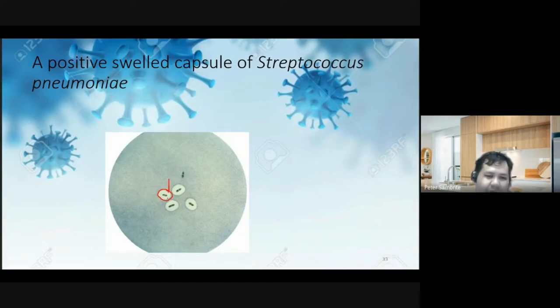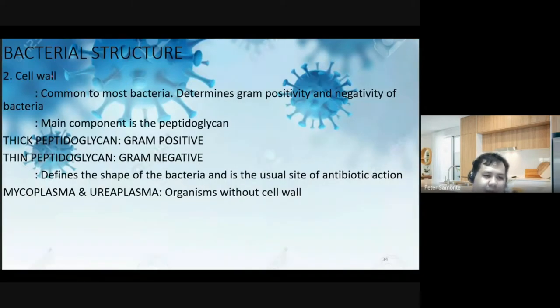Then this is your Streptococcus pneumoniae. So again, they are diplococci. So by pairs sila na cocci. So this is a positive swelled capsule of your Streptococcus pneumoniae. Then another one, after your capsule, would be your cell wall. So your cell wall, class, is common to most bacteria. Almost all bacteria, class, have a cell wall. Now your cell wall has a very big importance in identifying bacteria. Your cell wall will determine the gram positivity and negativity of your bacteria. So when I say gram positivity, class, you would be using your gram stain.